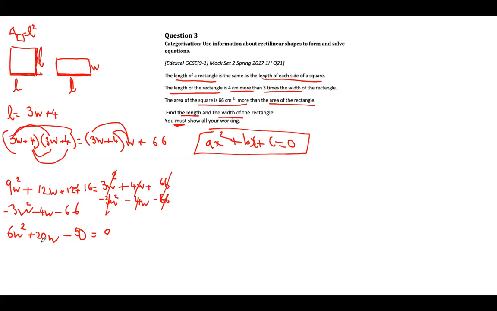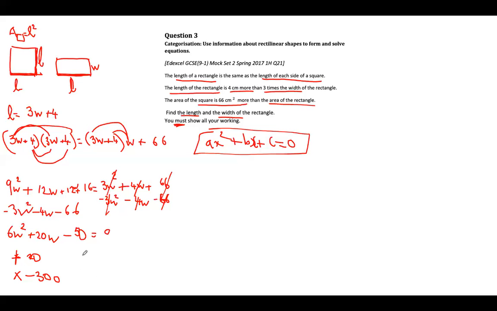Now, we need two factors that if you add them together, they make 20. But if you multiply them together, they're going to make 6 times minus 50, so minus 300. So if you add, they make 20. If you multiply, they make minus 300, right? So which ones are those?